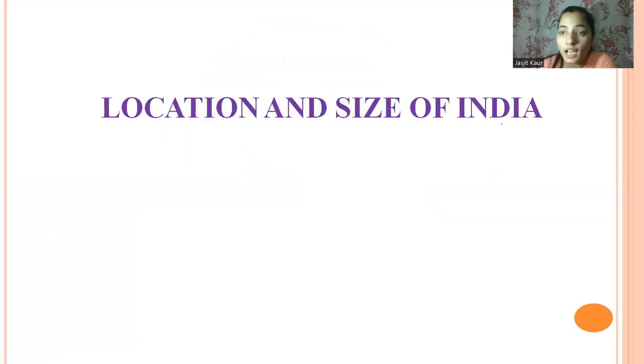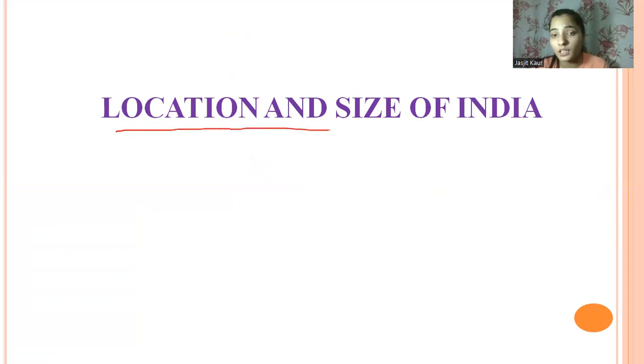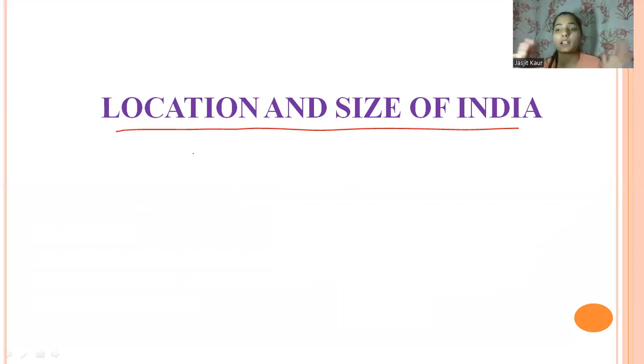So in today's class, we will be talking about the location and size of India. This is the name of your chapter. In this particular chapter, we will be talking about where India is located, what the size of India is, and what physical features we have in India. So we will be studying this in this chapter, that is, location and size of India.